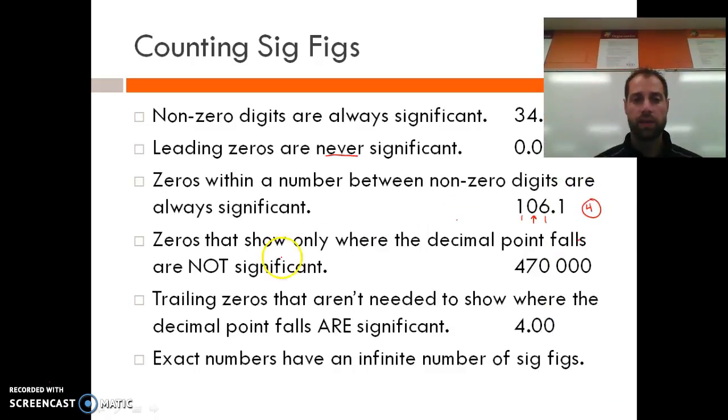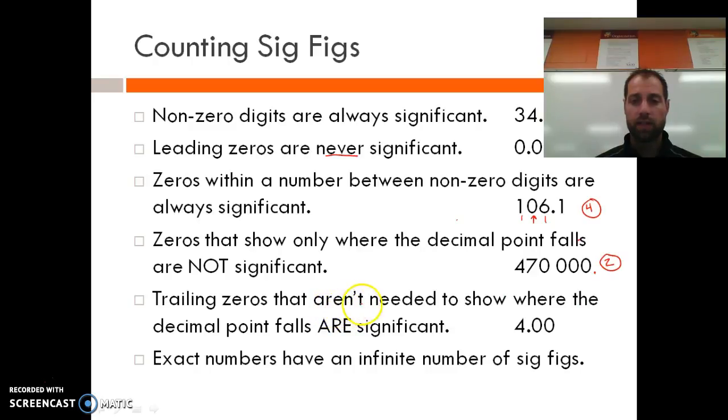Our next rule, zeros that show only where the decimal point is going to fall are not significant. So in other words, zeros that are placeholders. So if we look at 470,000, these 4 zeros right here are only holding the place so that we know where the decimal lies. And so we have 2 sig figs.